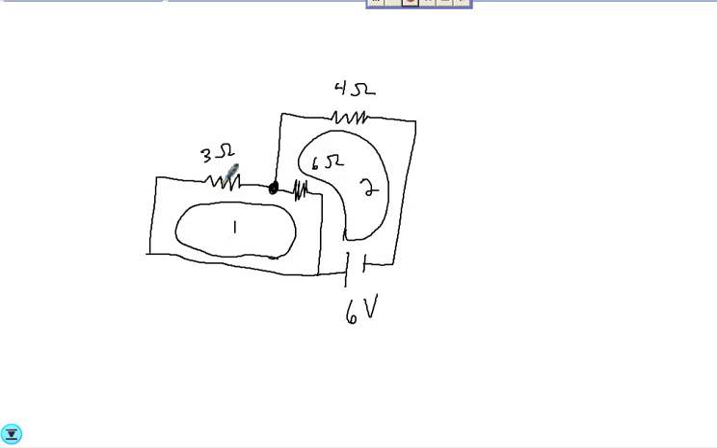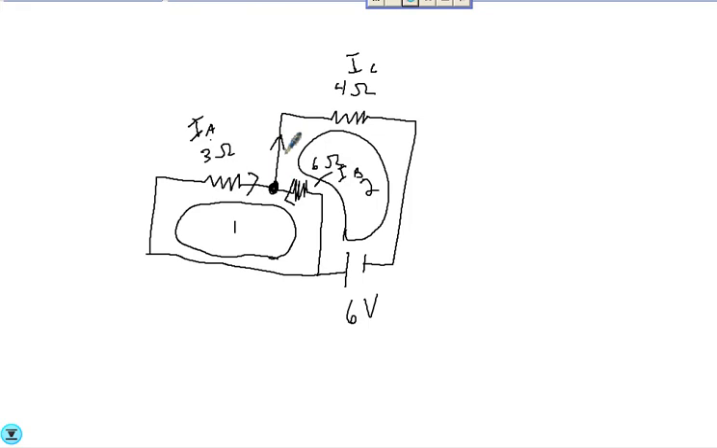So let's say that current IA is running over this 3 ohm resistor. Current IB is running over the 6 ohm resistor, and IC is running over the 4 ohm resistor. And just based on where the battery is here, it makes some initial sense to me that current IA and IB are going to go into the junction, and current IC is going to go out of the junction.